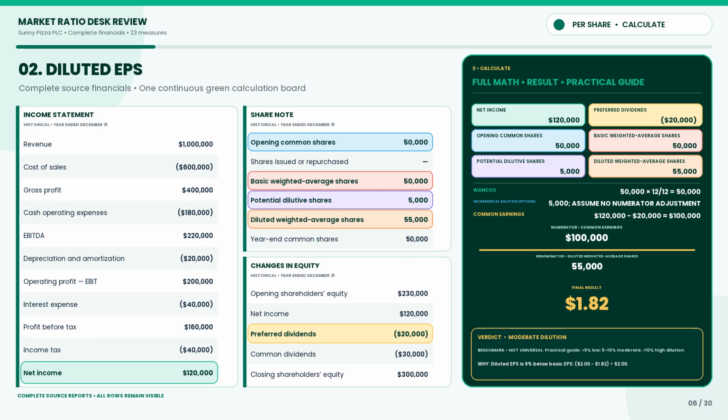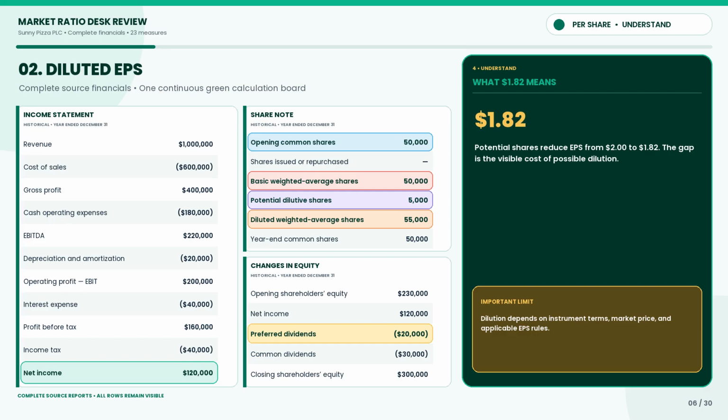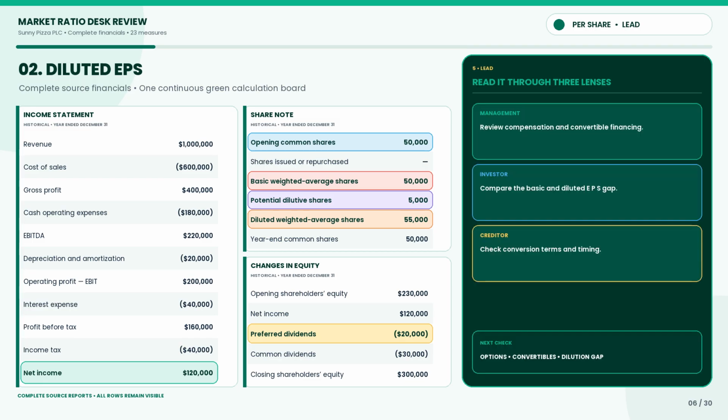Common earnings are net income of $120,000 less $20,000 preferred dividends, or $100,000. 100,000 divided by 55,000 gives diluted EPS of $1.82. This shows the potential reduction in each owner's claim. Convertible debt or preferred shares may also require a numerator adjustment and an anti-dilution test. Management reviews compensation and financing instruments. Investors compare diluted EPS with basic EPS. Creditors examine conversion terms.